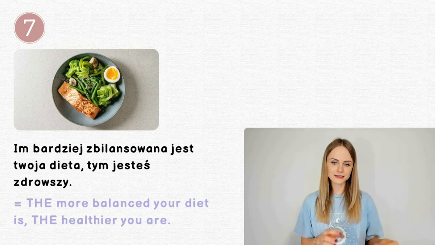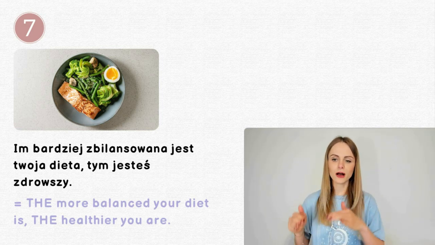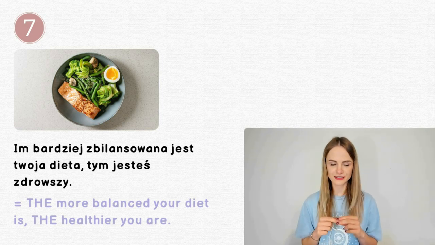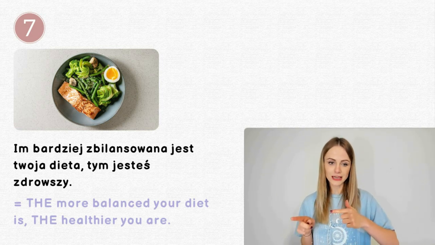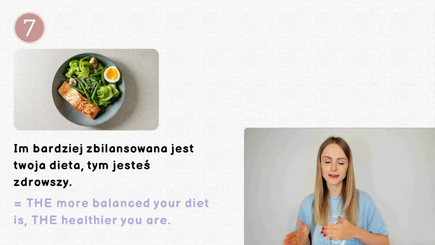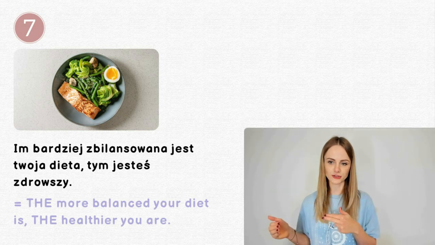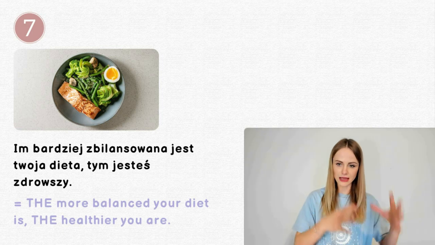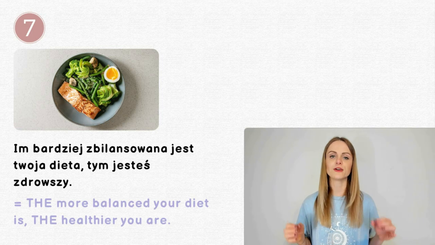The more balanced your diet is, the healthier you are. So remember, the verb is at the end. If you have a look at the Polish sentence, im bardziej zbilansowana jest Twoja dieta, tym jesteś zdrowszy. In English, firstly we have the healthier and then we have you are. Jesteś. So it's like tym zdrowszy jesteś, right? Not tym jesteś zdrowszy. I guess in Polish we have two options how we can say it. In English, the healthier you are. The more balanced your diet is, the healthier you are.